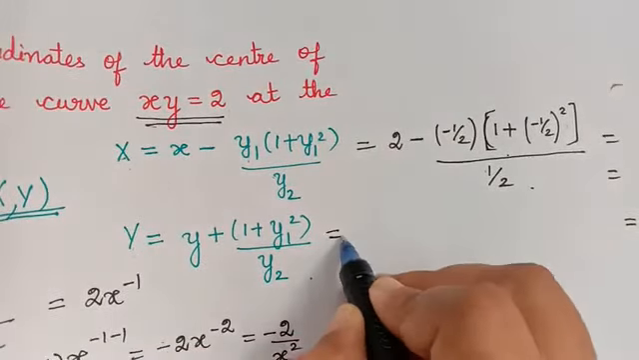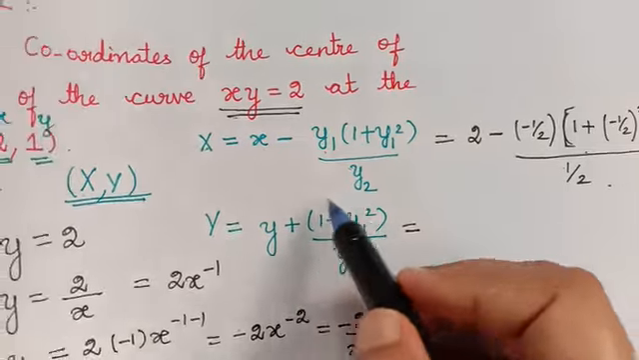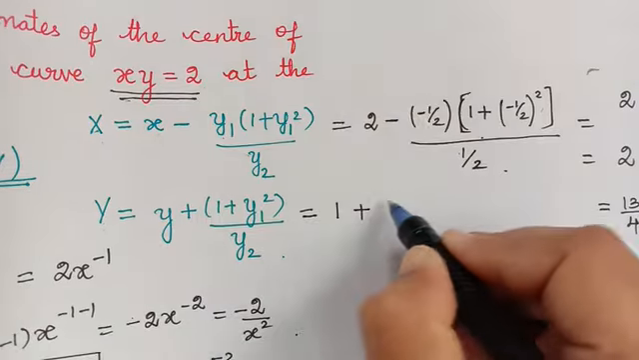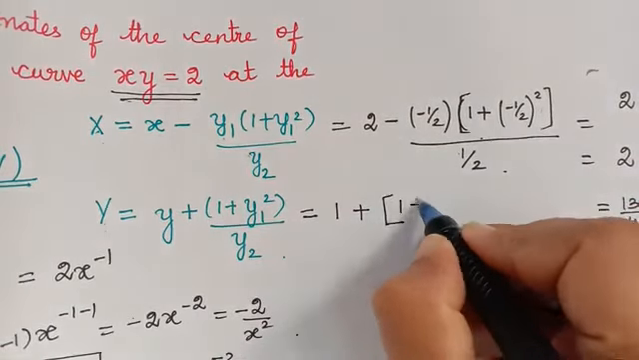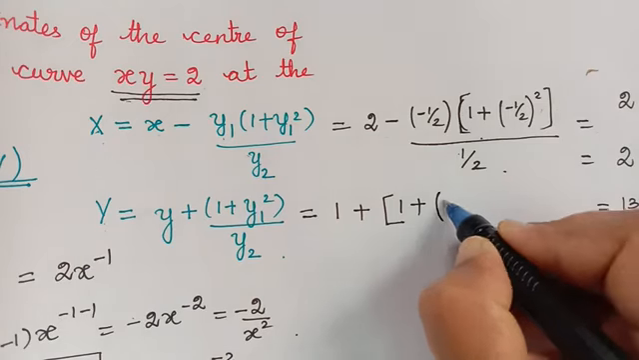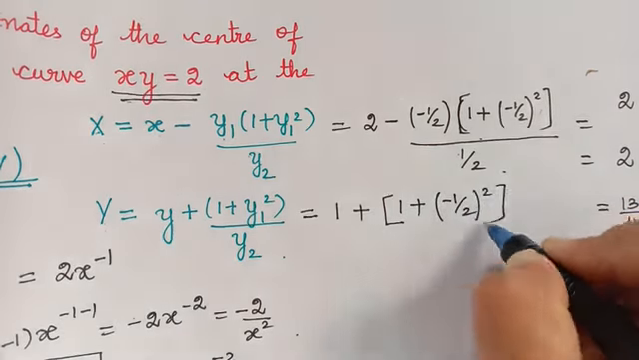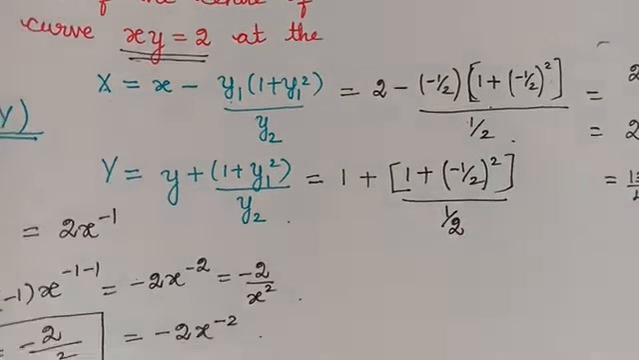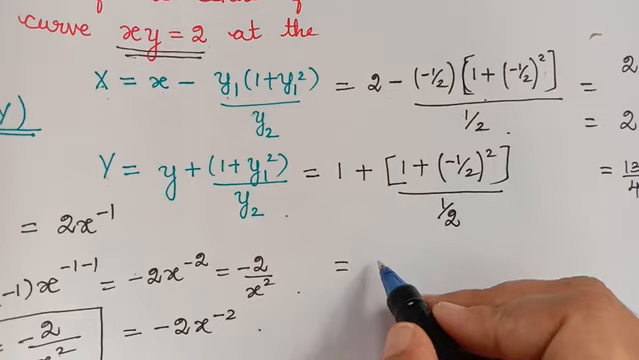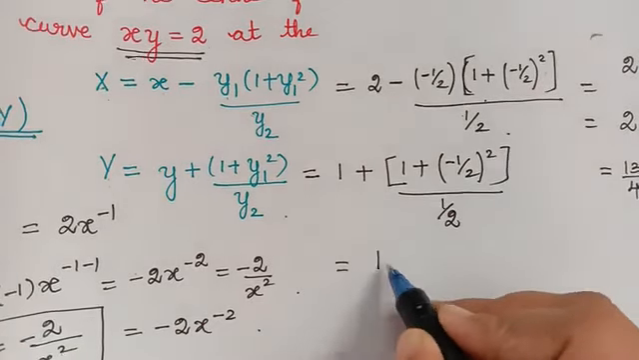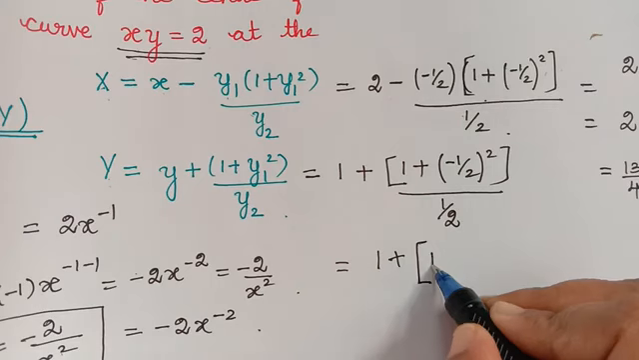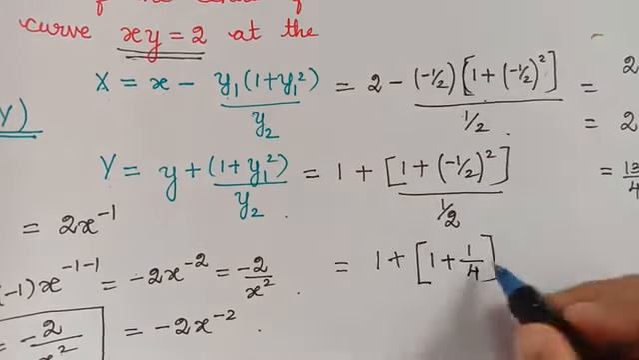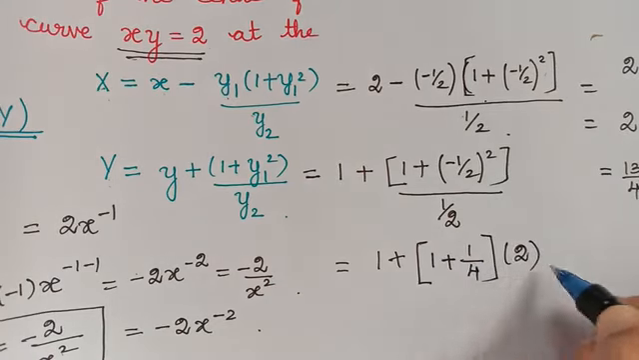So that will be equal to, now what is the value of y? The value of y is 1. So that we have to substitute here. So 1 plus, and here we will be having 1 plus y1 square. So again the same, y1 is minus 1 by 2 square divided by y2. y2 is 1 by 2, and so that will be equal to 1 plus, we will simplify this. So this will be 1 plus, now 1 by 2 square is 1 by 4, and then this 2 again here it will come in the numerator, so it will be like this.